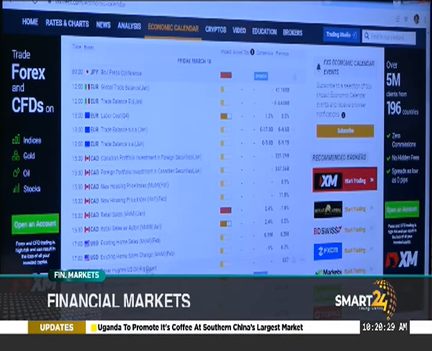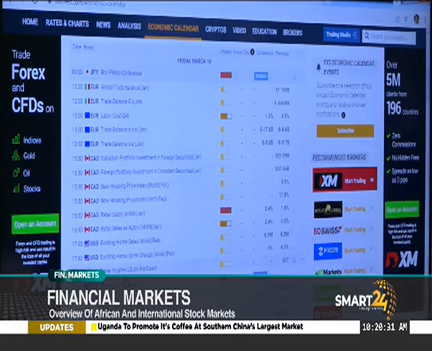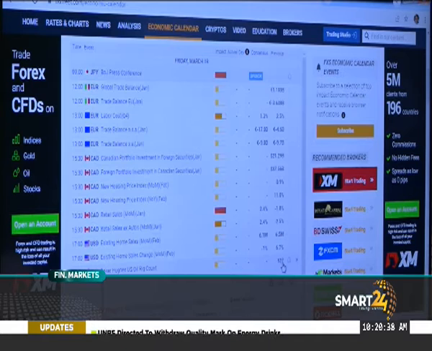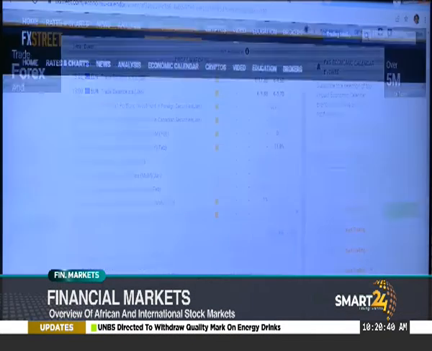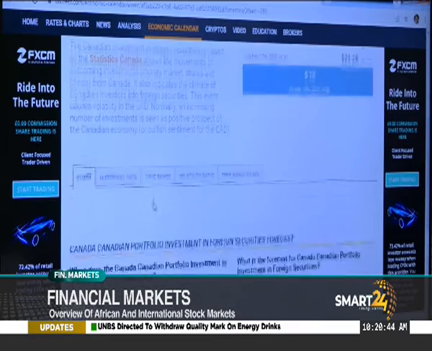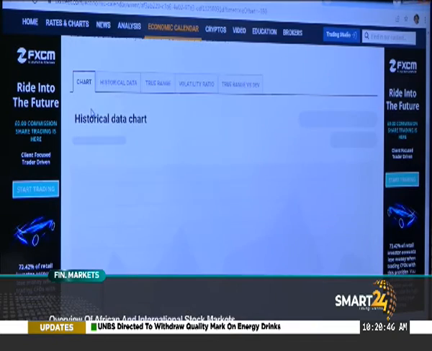Then there is the Baker Hughes US oil rig count. Now this one doesn't have a consensus, but the previous figure is 527. So for this one as well, you can look at the historical data. Yeah, so here we have a data chart. We have some good historical data here.